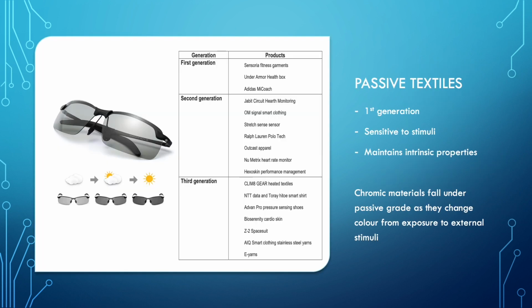Passive smart refers to materials that are sensitive to environmental changes and stimuli. Unlike other classes, the technology is affixed to the textile rather than being integrated. An example of this is chromatic materials, which change color when exposed to stimuli.